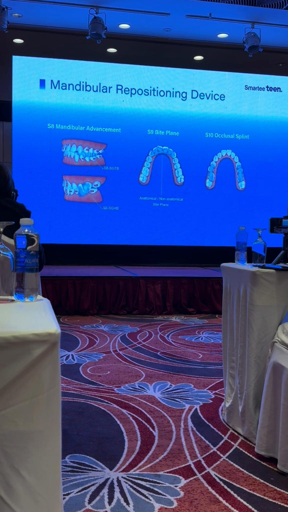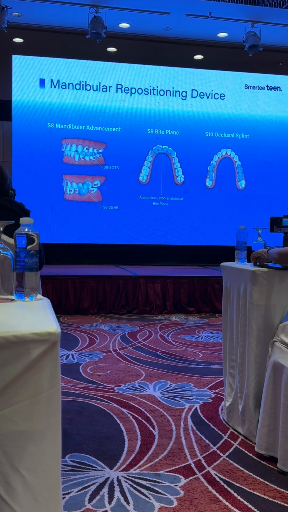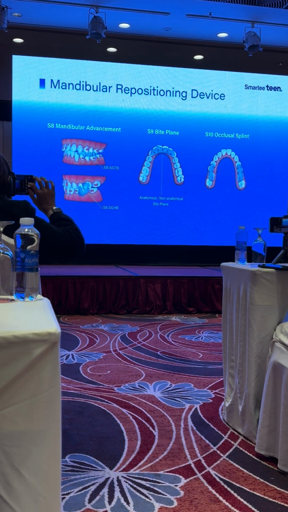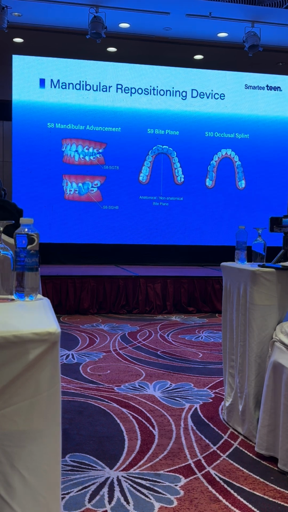So first, look at the left side, which is the S8. S8 is the mandibular advancement device. It has two versions. One is S8 SGTB. The other is S8 SGHB. So for S8, what does S mean? S means Smartee. The 8 is the sequence number. This is our technical sequence number. It comes to 8, so it means S8.